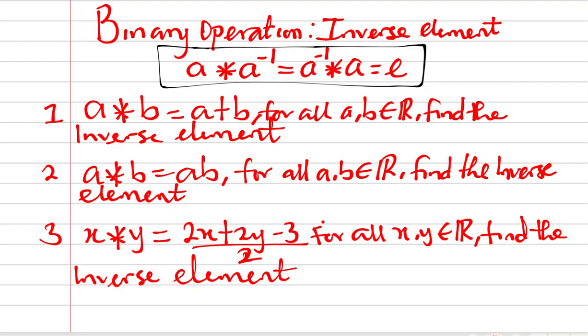And don't forget, I told you that under addition the inverse of addition is subtraction, and the inverse of multiplication is division. That means the inverse of A under addition is minus A, while the inverse of A under multiplication is 1 over A. And that's what you are going to notice in our example 1 and example 2. All right, so let's begin.